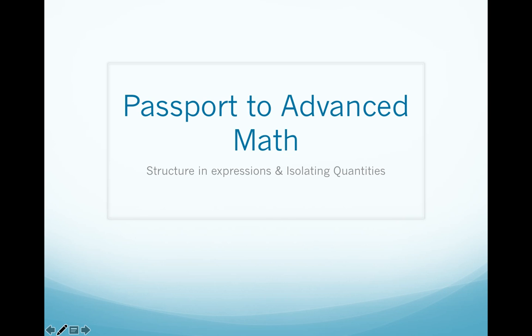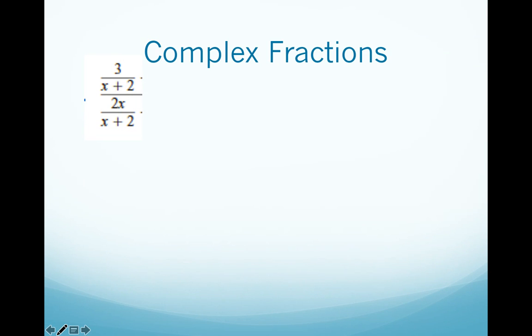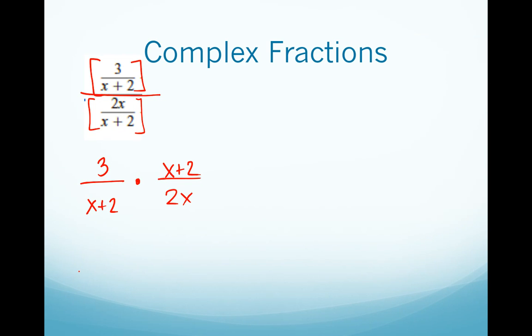All right, we are continuing along in the Passport to Advanced Math, and we're going to start with complex fractions today. So when you see something like this where you have a stacked fraction, think about it like when we talked about rational expressions. This is really a fraction divided by a fraction. So we can rewrite that as multiplication. I keep the first fraction the same, times I multiply by the reciprocal when I'm dividing, so x plus 2 over 2x. Now, I might want to put parentheses in to hold those common factors together.